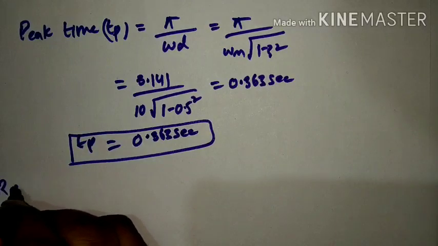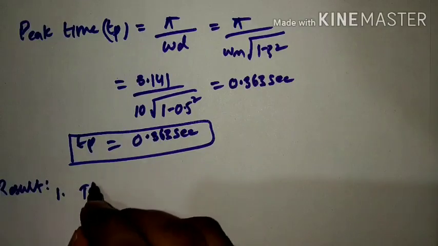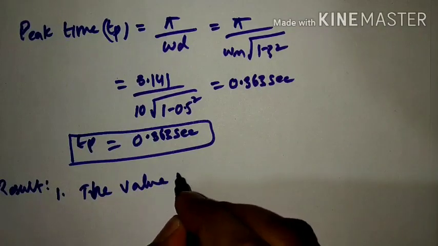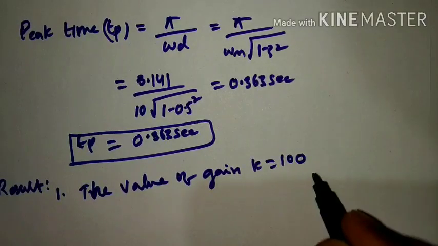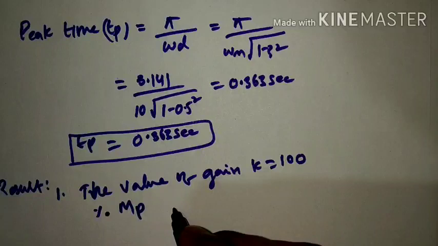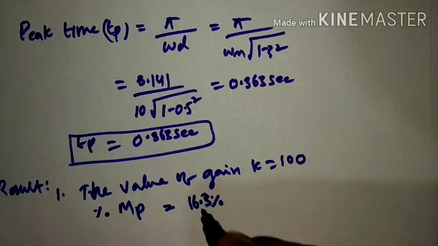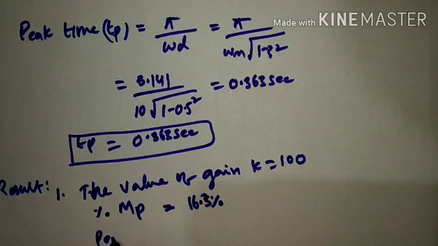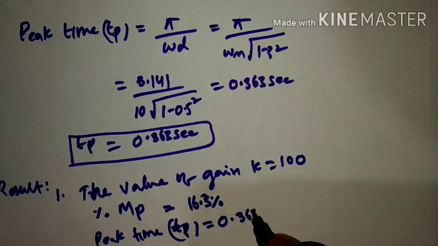So I'm going to write the result here. So the result is the value of gain k is equal to 100. Okay, then percentage of peak overshoot Mp is equal to how much? It is 16.3 percentage. Okay, and the peak time Tp is equal to 0.363 second. So these are the results. So we'll do another problem.